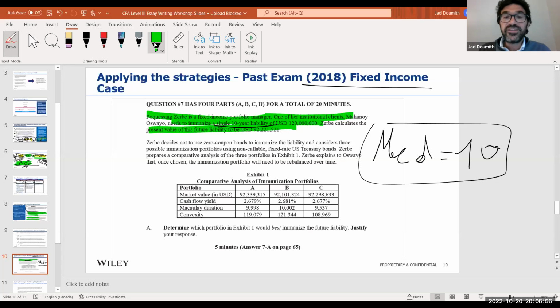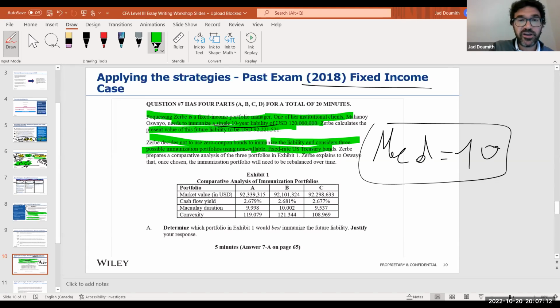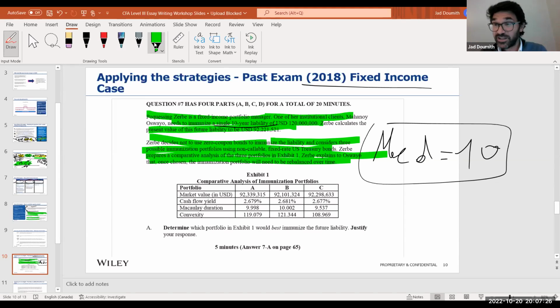Now, we need to determine the portfolio. So she decides not to use a zero coupon bond. Obviously, she will be using one of the three portfolios. And consider three possible immunization portfolios using non-callable fixed rate US Treasury bonds. She prepares a comparative analysis of the three portfolios in Exhibit 1. We read every word carefully. Zerbi explains to Oswayo that once chosen, the immunized portfolio will need to be rebalanced over time. That's correct, but I'm not going to use it in this answer.